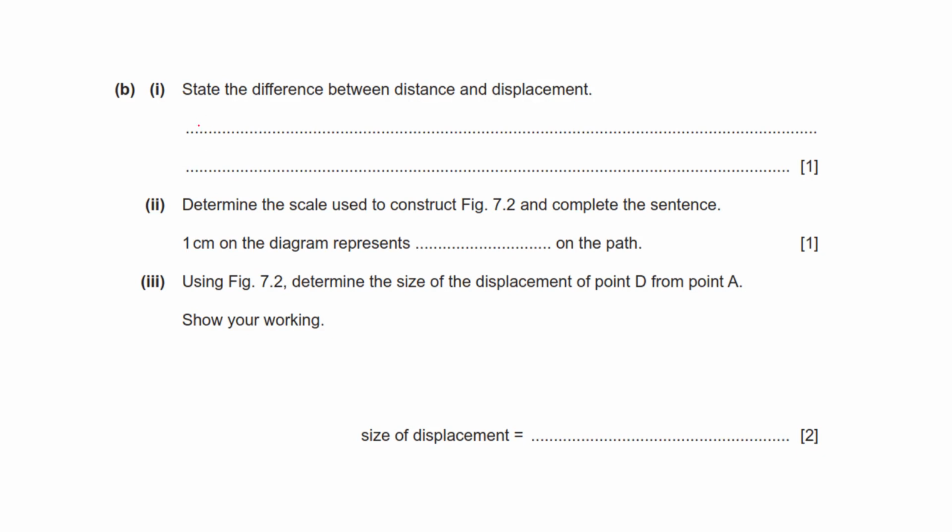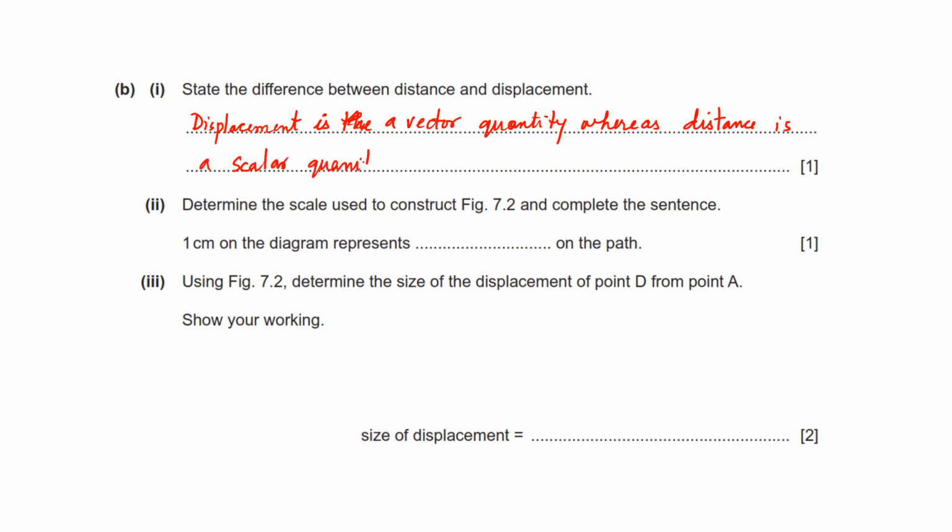Then moving ahead, it says state the difference between distance and displacement. So displacement is a vector quantity, whereas distance is a scalar quantity. This is the difference between a distance and a displacement.